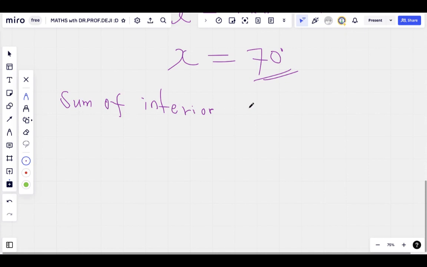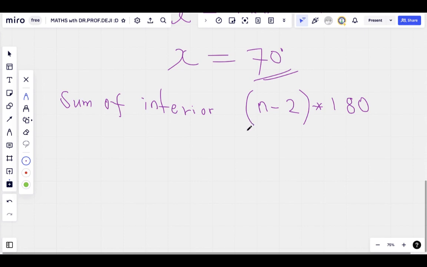Now, for the sum of the interior angles of any polygon, we will use this formula: n minus 2, multiplied by 180. This is the formula for calculating the sum of the interior angles of any polygon. N minus 2 multiplied by 180. The question is, what is n? N is the number of sides.